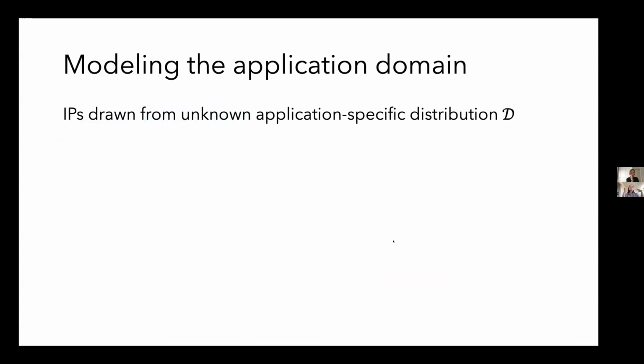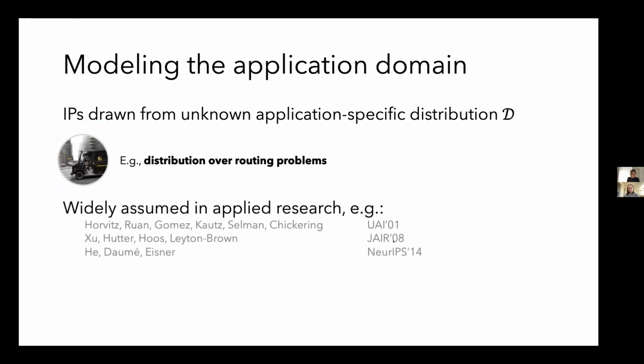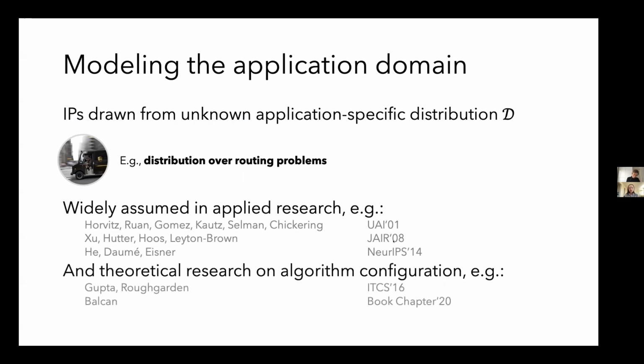Okay, and we're going to be wanting to configure our integer programming solver so it has optimized performance for our particular application domain. And how do we model our application domain? Well, we're going to assume that these integer programs are drawn from some unknown application-specific distribution, D. So you could think of D, for example, as a distribution over the routing integer programs that this shipping company has to solve day after day. And this modeling assumption has been widely made in prior research from an applied perspective. So here's just a couple of papers that made this assumption, as well as theoretical research on algorithm configuration.